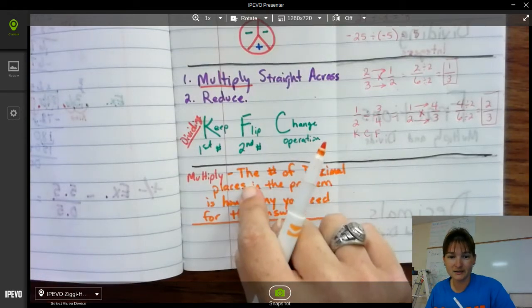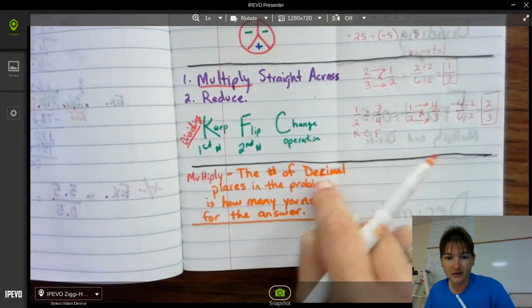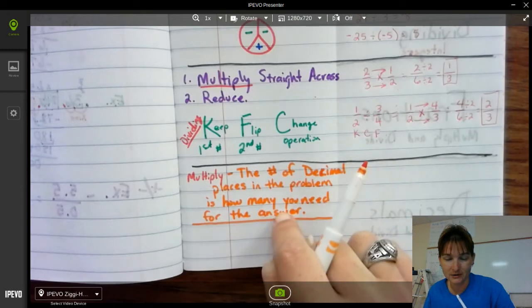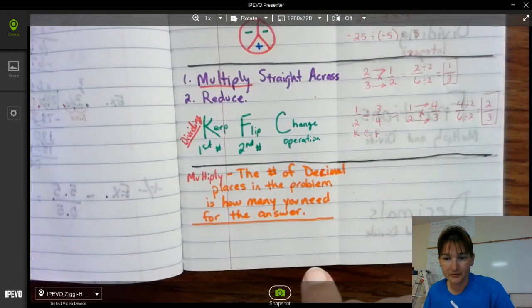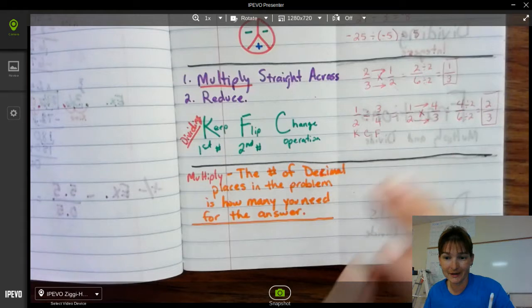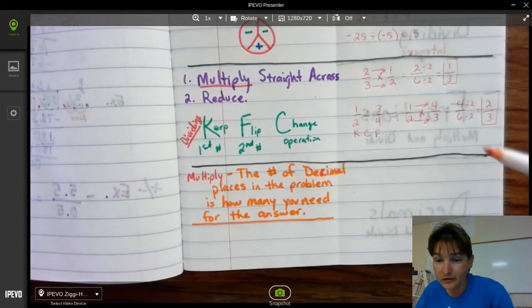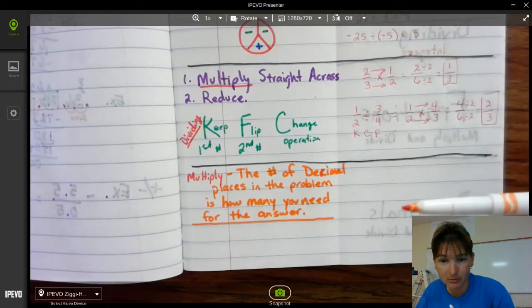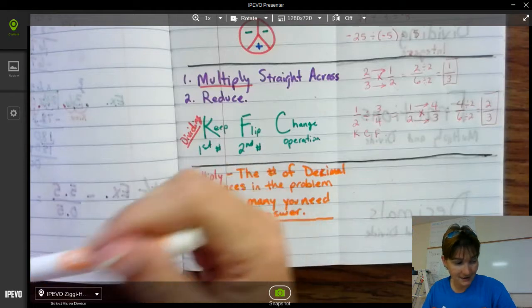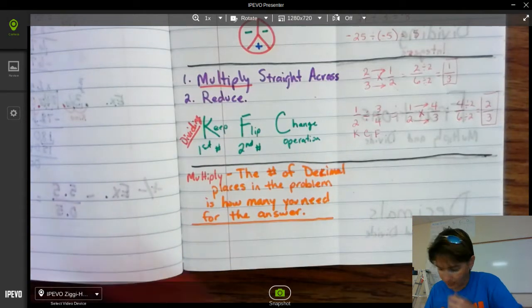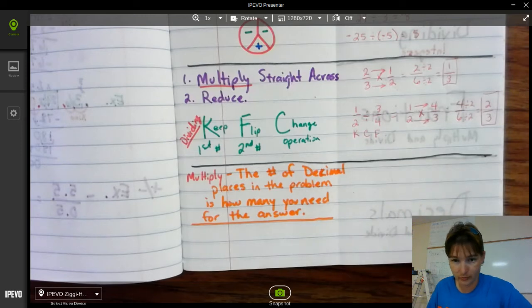So multiplying decimals: the number of decimal places in the problem is how many you need for the answer. If there's only 2 in our problem, then we need 2 in our answer. If there's 1 in the first number and 2 in the second number, that would be a total of 3 in our problem, and then you would need 3 in the answer. We'll look at one example for that, and then we'll see if we have room for another one.